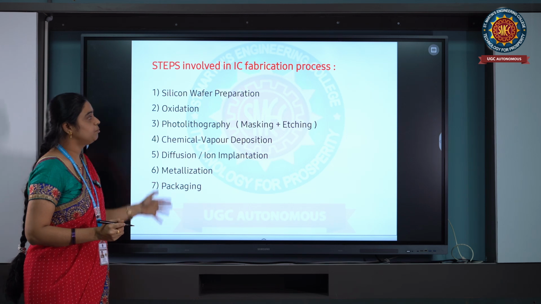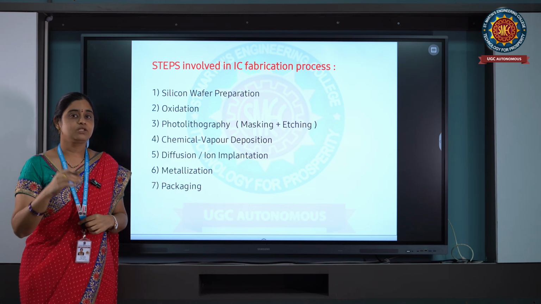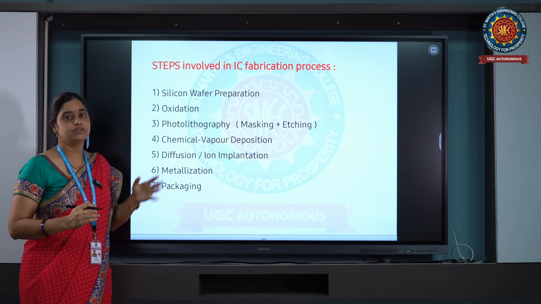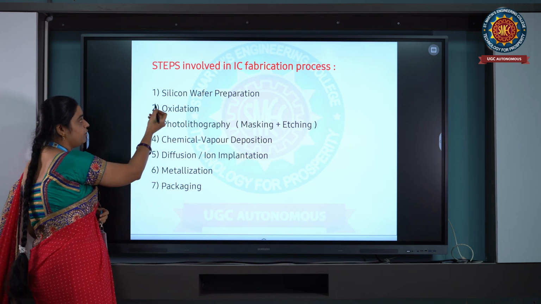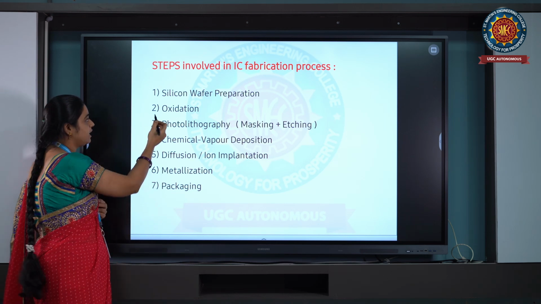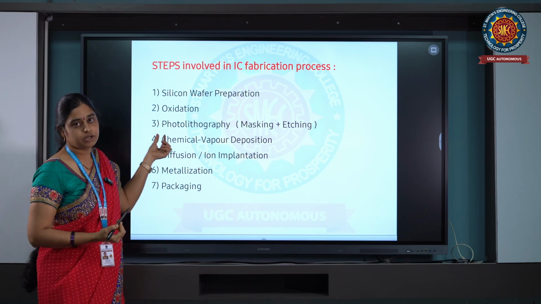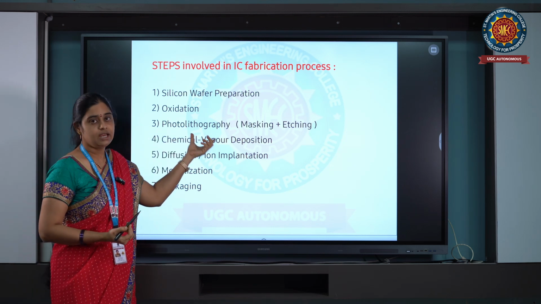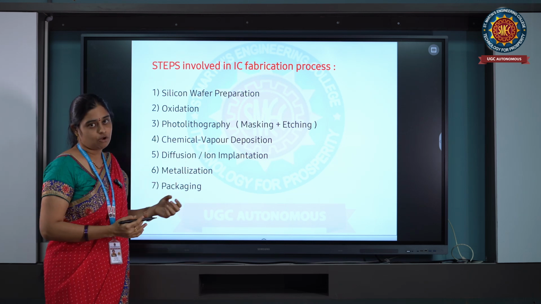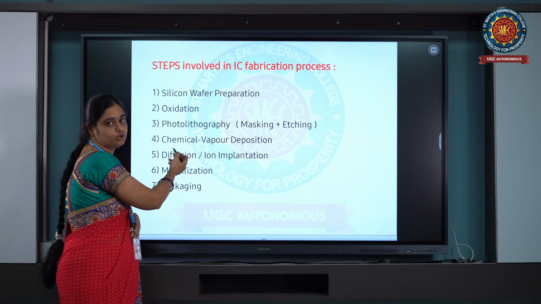These are the different important steps which we include in an IC fabrication. For our NMOS fabrication also, these are the different steps which we include. First one is wafer preparation. We have to prepare the silicon base wafer. The second one is oxidation. The third one is a main important process known as photolithography, which is a combination of masking and etching. These two processes together are known as photolithography.